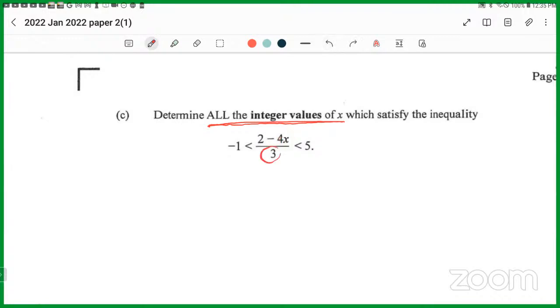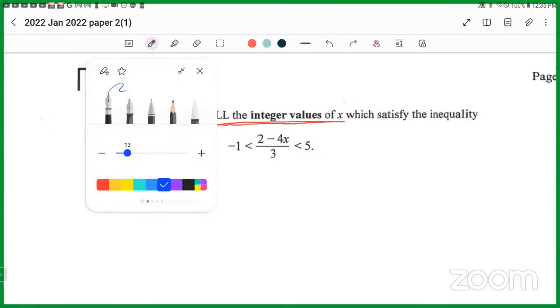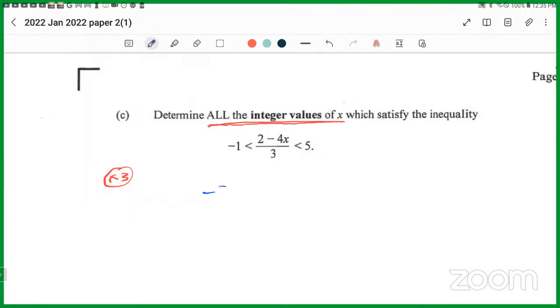First thing we're going to do is move this 3 by multiplying both sides by 3. Multiply both sides by 3. That will eliminate 3 from the middle. When you multiply this by 3, it becomes negative 3. The sign stays less than. The 3 is cancelled away. You get 2 minus 4x, then less than, and then this multiplied by 3 gives me 15.